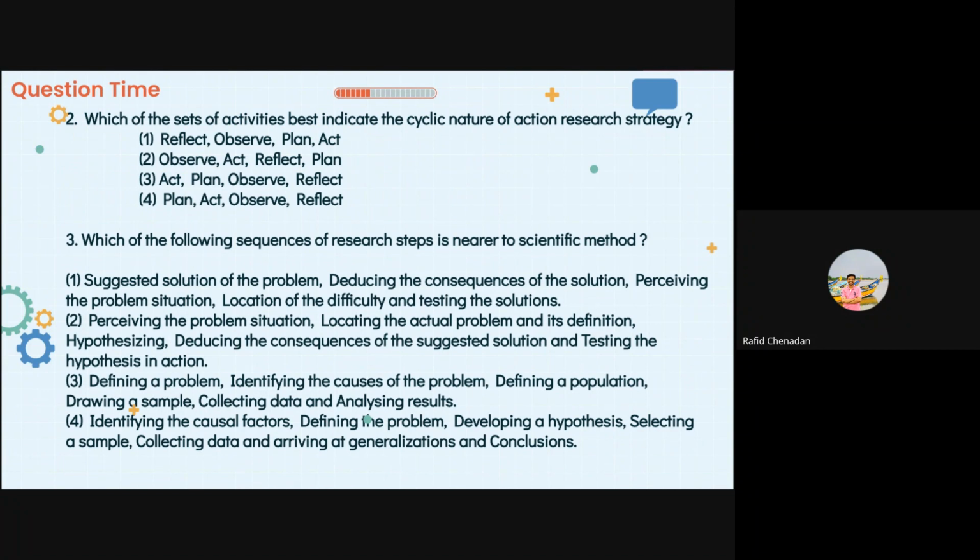Okay, now we have our second and third questions. Please take your time and read the question, find the answer. The first question, the second in total, is which of the sets of activities best indicate the cyclic nature of action research strategy? It's again a simple question. So please give your answer. Reflect, observe, plan, act. These four are arranged differently. Basically, what do you do first? Is it reflect? Is it observe? Is it plan or act? Then what do you do next? Like that.